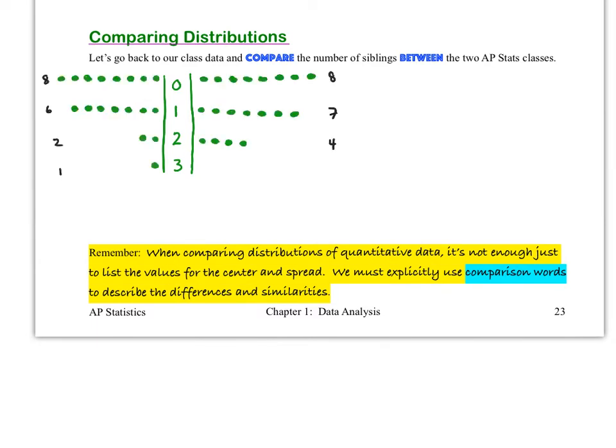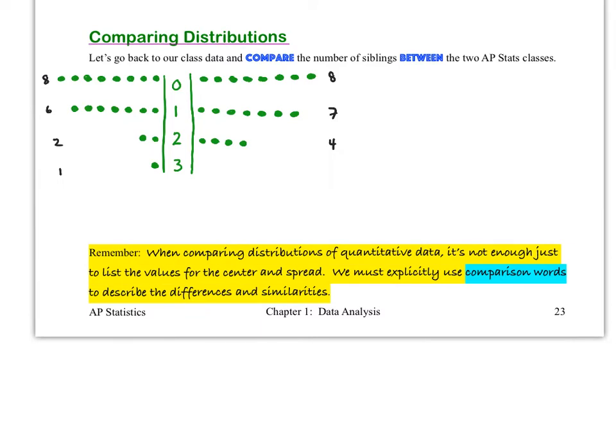Now that we can see our data graphed, it actually looks very similar in the 2 classes, with definitely the most frequent number of siblings being 0 in both classes and not far behind 1 sibling. Pretty uncommon to have 3 siblings. To do a good job of a comparison, we need to use describing words. So we're going to go ahead and describe the 2 distributions and compare the 2 distributions.